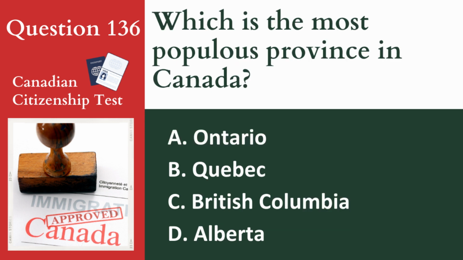Question 136. Which is the most populous province in Canada? A. Ontario. B. Quebec. C. British Columbia. D. Alberta. Answer A. Ontario. Ontario is the most populous province in Canada, with the largest city being Toronto.